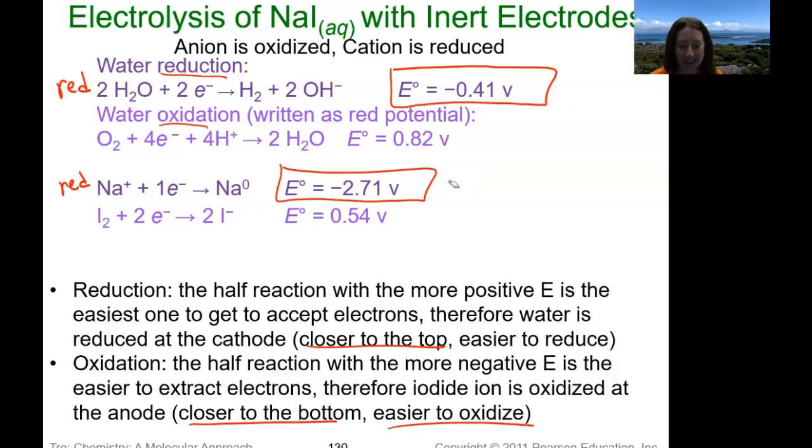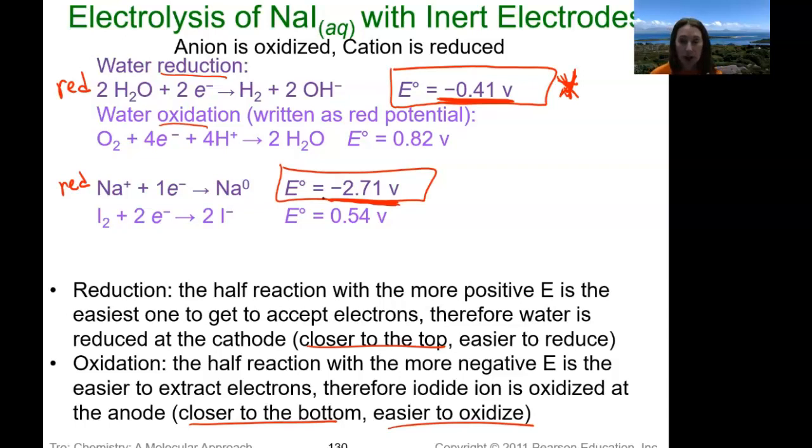No, that one is not more positive. Water is more positive. Okay, so remember, more positive. I'm trying to think of how, because a bunch of you just said Na here. Whichever one is more positive is going to be reduced. Whichever one is more negative is going to be oxidized. Negative 0.41 is more positive than negative 0.271, right?